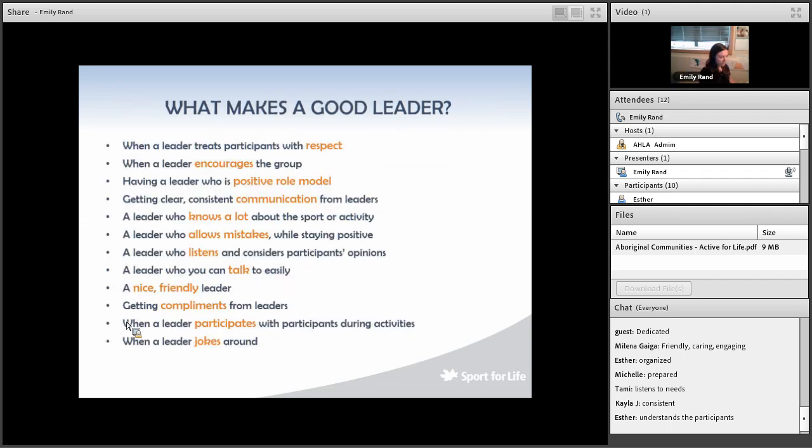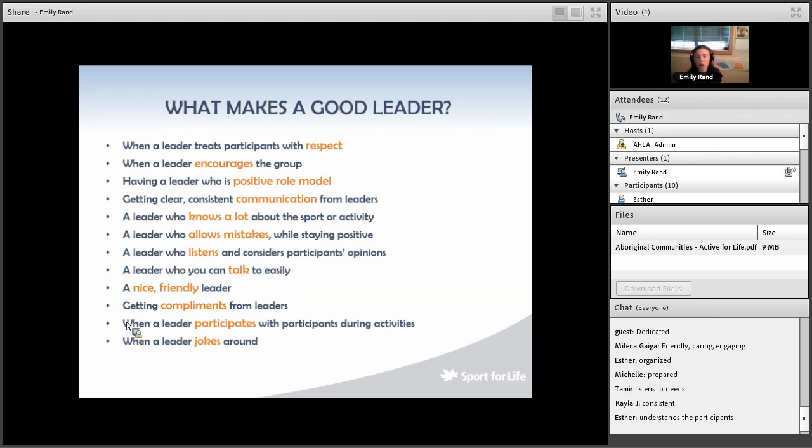Let's see if they match up. This is the list that we have within the resource. So what makes a good leader? When a leader treats participants with respect, encourages the group, is a positive role model, gives clear, consistent communication, knows a lot about the sport or activity or whatever program they're leading, and allows participants to make mistakes while still staying positive. That's a big one. A leader who listens and considers participants' opinions.